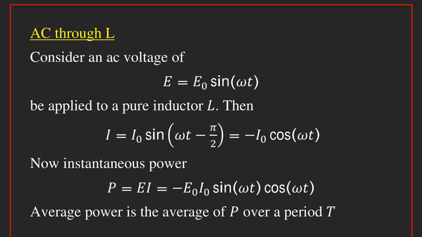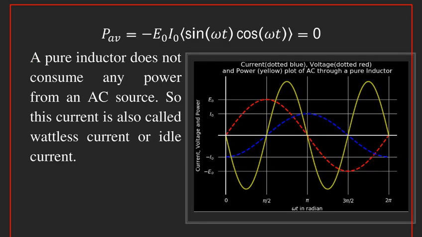And the instantaneous power is P equal to E into I, that is equal to minus E0 I0 sin omega t cos omega t. Here also we will find the average power. The average power will be equal to minus E0 I0 into the average value of cos omega t sin omega t, which will be equal to 0. Here also we see that a pure inductor does not consume any power from an AC source. So this current is also called wattless current or idle current. And pure inductor means it has no resistance. A resistanceless coil, we can say, is a pure inductor.